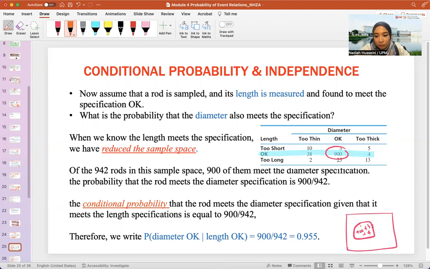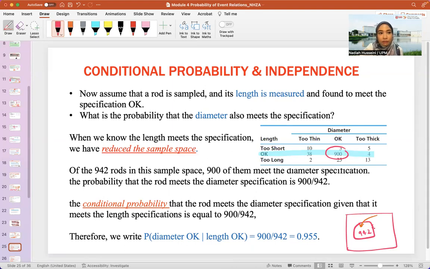I took a rod and it overlaps here. So now inside this box, inside this event, what is the probability that the diameter also meets the specification? So I only have 900 over the total, which is 942. Let me write that. 942.